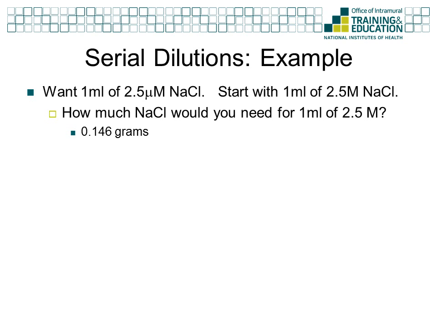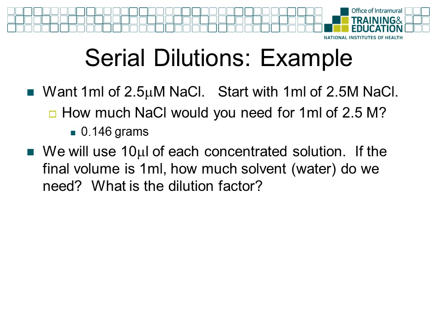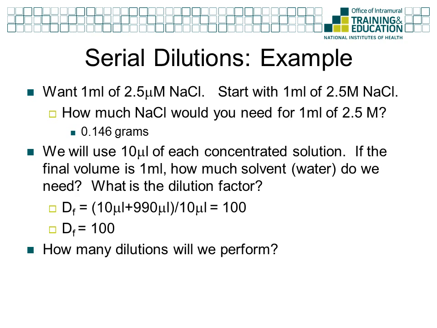We will use 10 microliters of each concentrated solution. If we will have a final volume of 1 milliliter, how much diluent, in this case water, will we need in each tube? And knowing that, what is the dilution factor? The volume of water is 990 microliters. Add this to the 10 microliters we will be adding, and divide that sum by 10 microliters, and we get a dilution factor of 100.